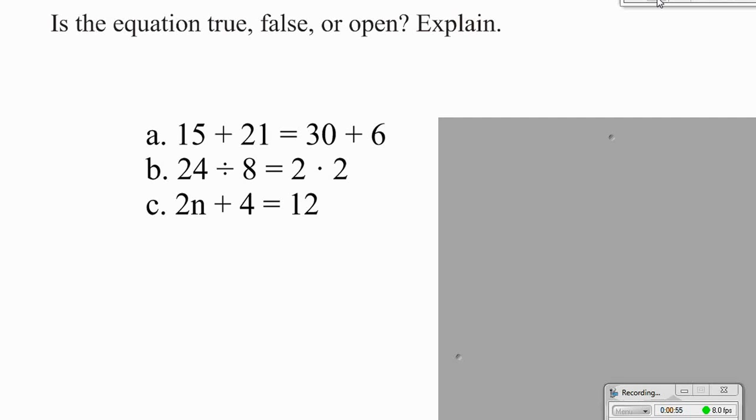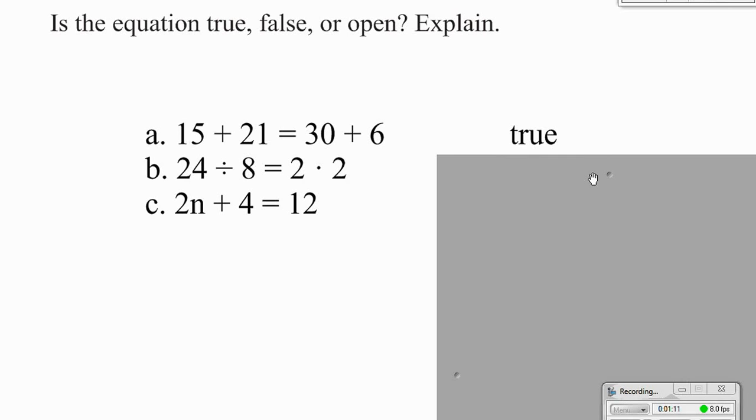Is the equation true, false, or open? Explain. A. 15 plus 21 is equal to 30 plus 6. Well, 15 plus 21 does equal 36. On the right side, 30 plus 6 also equals 36, so it is true.